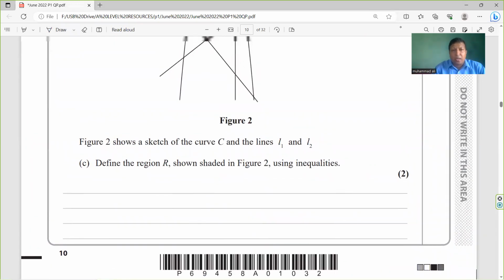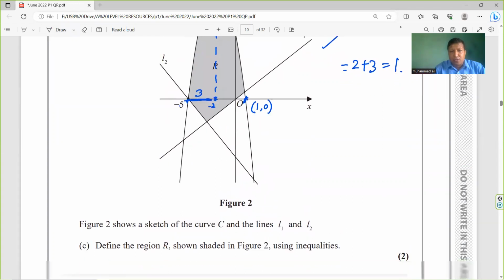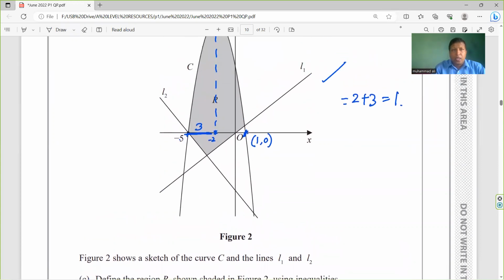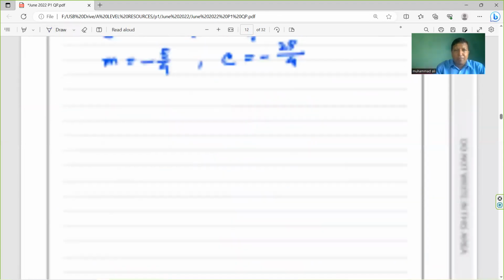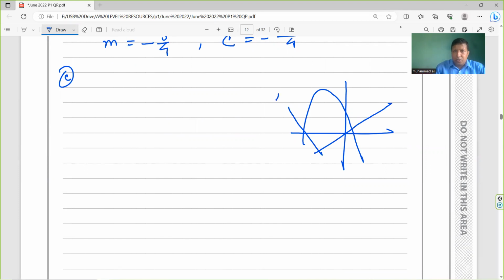Define the region R. Figure 2 shows the sketch of the curve C and lines L1, L2. Define the region R shown shaded in figure 2. Remember, this is L2, that one is L1, that one is the curve. So we can write down the inequality.